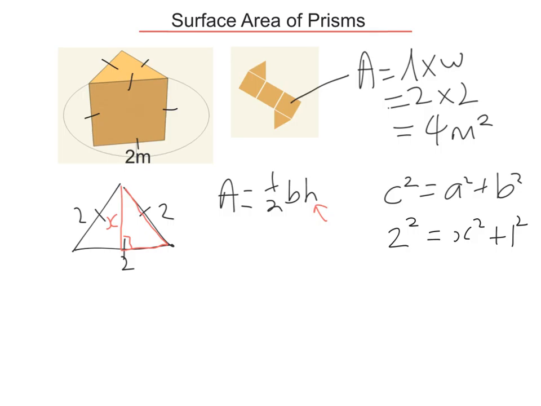Now I put 1, and a common trap would be to put 2, because remember we've cut this 2 in half here, so it's only going to be 1 from there to there. Right, now I need to solve for x. So I've got 4 equals x squared plus 1. Subtract 1 from both sides so I can get rid of the 1 that's over here, because they make 0.